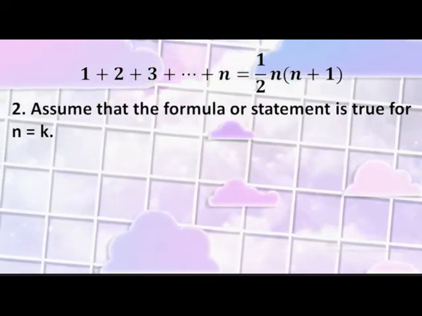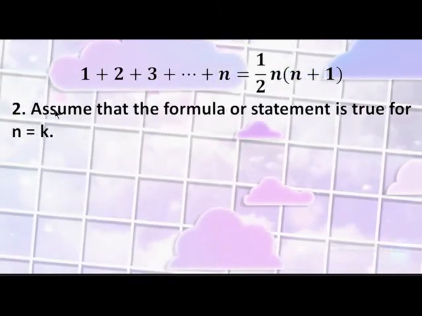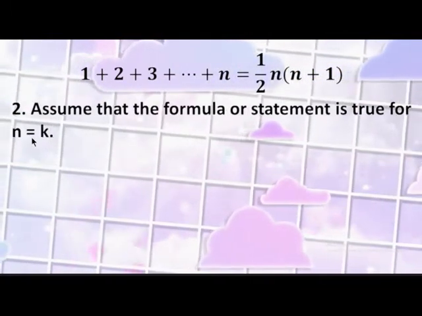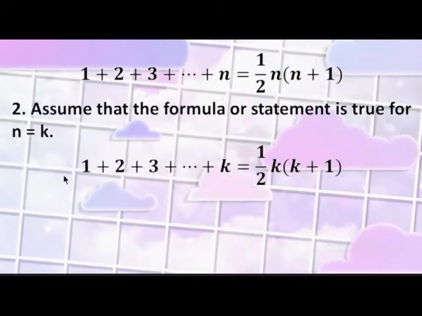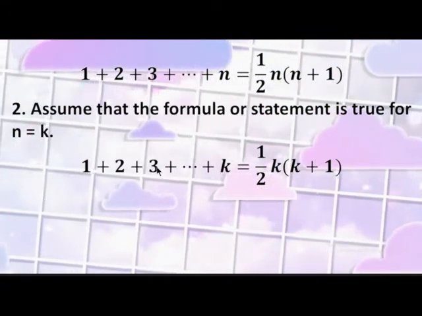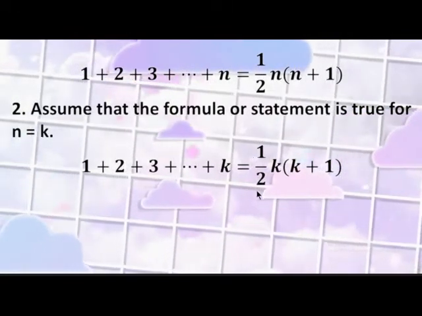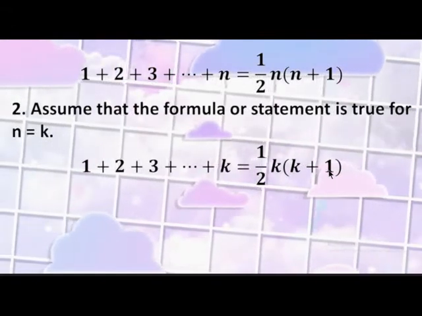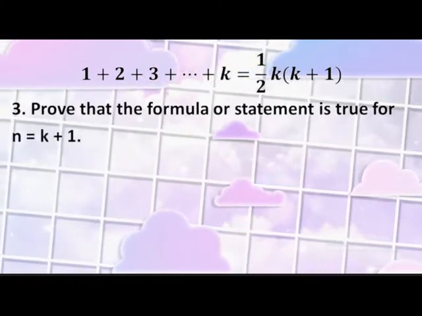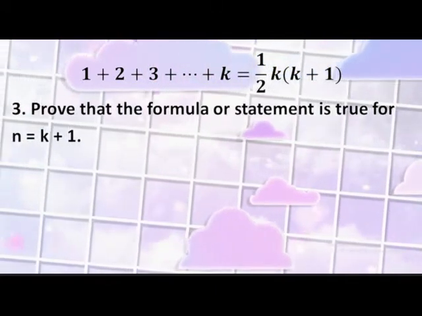And then the second step. Assume that the formula or statement is true for n equal to k. So we substitute the value of n equal to k into this whole statement. The statement becomes 1 plus 2 plus 3 plus ... plus k equals 1 per 2 times k plus 1. And then the third step. Prove that the formula or statement is true for n equal to k plus 1.